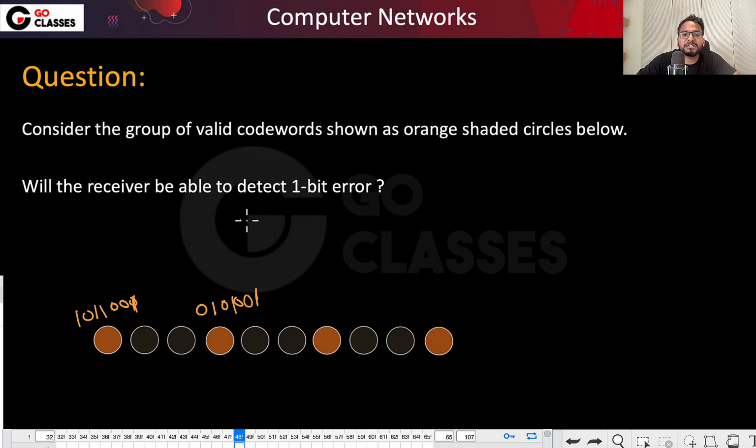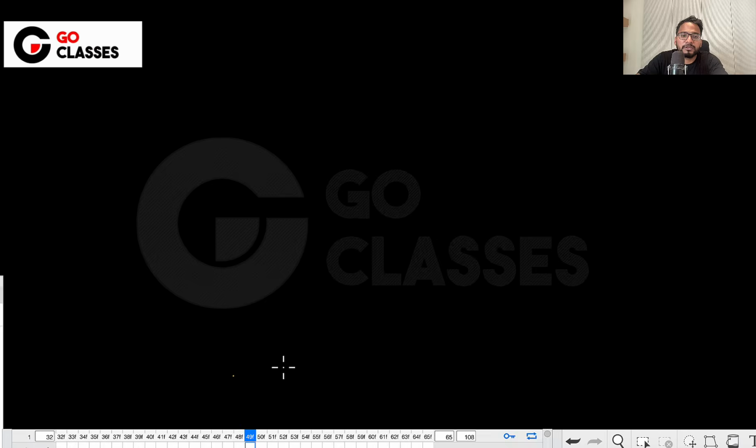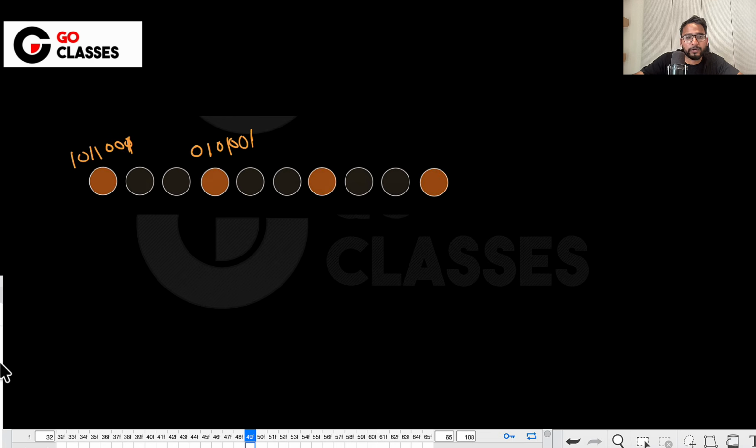The question is: will the receiver be able to detect a 1-bit error? Suppose a 1-bit error occurs. Let me go to the next page. Just understand this, and then you will understand the whole topic. If a 1-bit error occurs, this valid code word will get flipped to this. It will not go here, it will not go here. See, this is important. This will get flipped to this, or this will get flipped to this. If you are having a 1-bit error, then whatever you are sending, you will not be receiving a valid one.